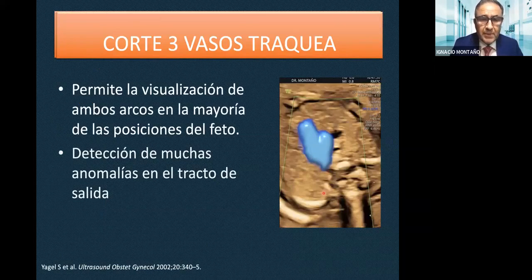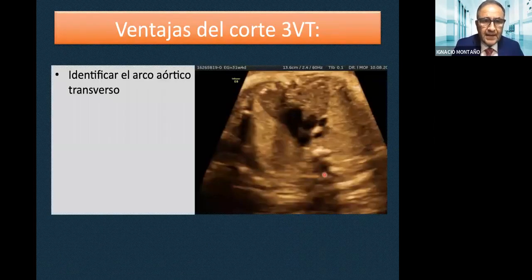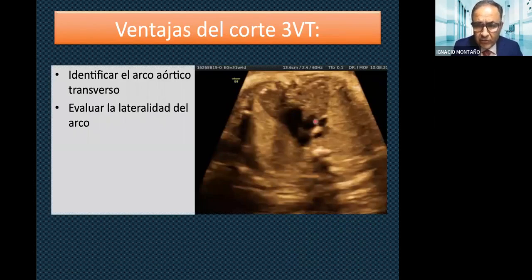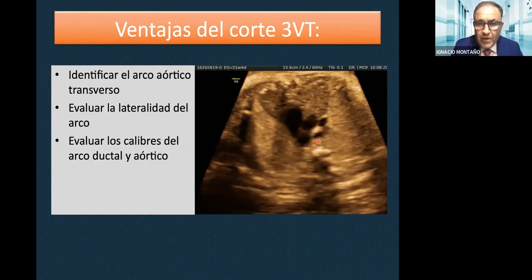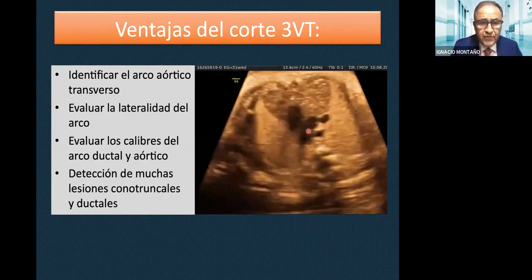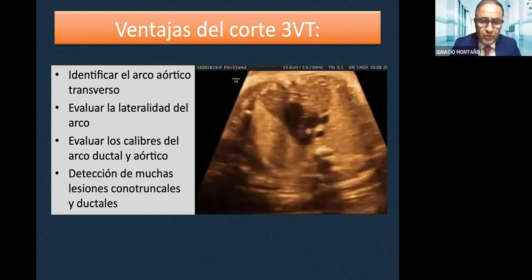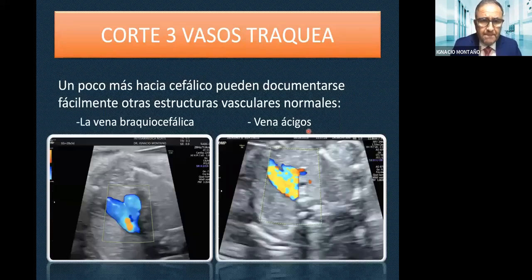The three-vessel trachea view will allow us to visualize both arches in most fetal positions and detect many anomalies in the outflow tract. The advantages: it will allow us to identify the transverse aortic arch and assess the laterality of the arch. Under normal conditions, the aortic arch has to be to the left of the trachea. Assess the calibers and diameters of both arches, the ductal and aortic arches, and detect many conotruncal and ductal lesions.